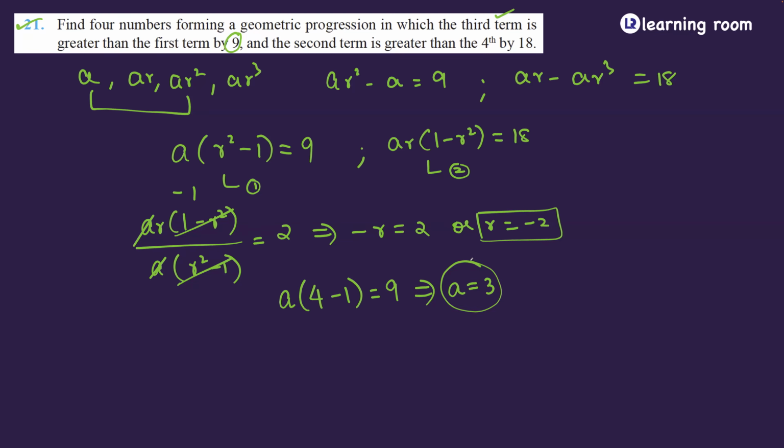So since I know the first term and R, now it is easy to write. So first term is 3. Second term is minus 6. Third term is 12. And the fourth term is minus 12. Right. Here with this, so it is minus 24.